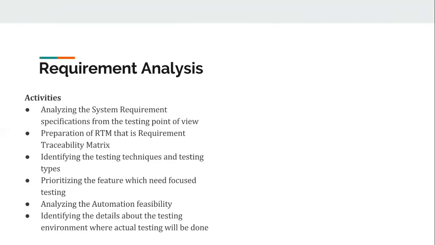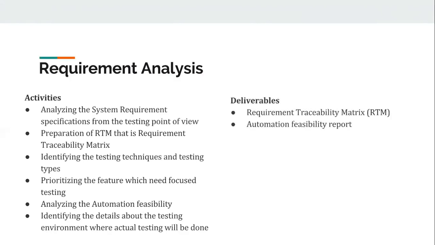There are certain activities and deliverables with respect to requirement analysis. The activities are analyzing the system requirement specification from the testing point of view, preparing the RTM, that is the requirement traceability matrix, identifying the testing techniques and testing types, prioritizing the features which need to be focused on, the high priority ones and the low priority ones, analyzing the automation feasibility, so whether automation is required or not, and identifying the details about the testing environment in which the actual testing will be done. And the deliverables will be the RTM, that is the requirement traceability matrix, and the automation feasibility report.